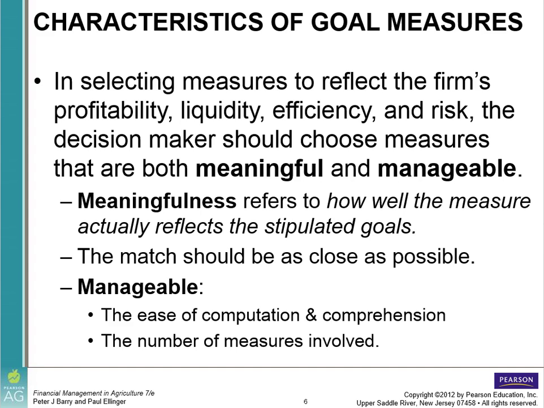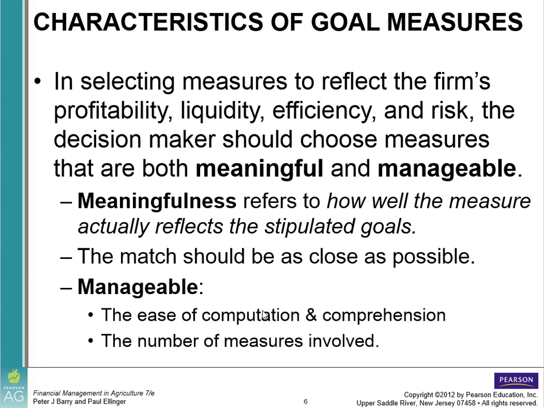The characteristics, of course, of goal measures. The decision maker should choose measures that are both meaningful and manageable. Okay. So again, the definition, of course, is slightly different from the English meaning here. Meaningful and manageable. We're talking about meaningfulness refers to how well the measure actually reflects the stipulated goals. Okay, so what do we sort of mean by that? So for example, if profitability is the goal, then crop yields per acre or milk production per cow would not be very meaningful since other factors also influence profitability. Okay, a dollar measure of profitability would be preferred.